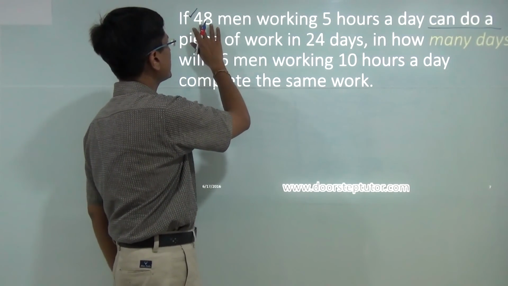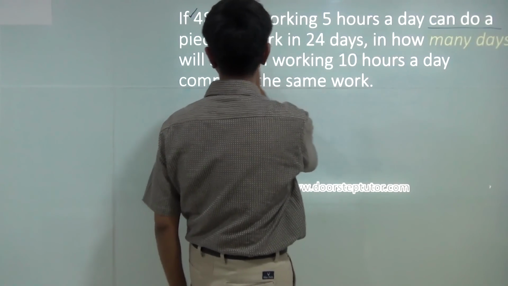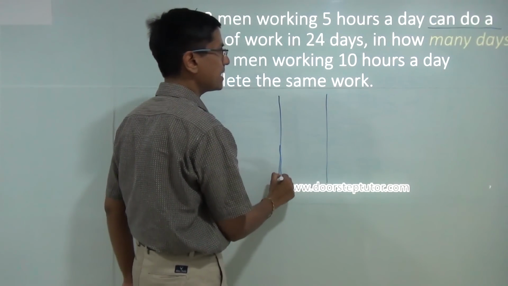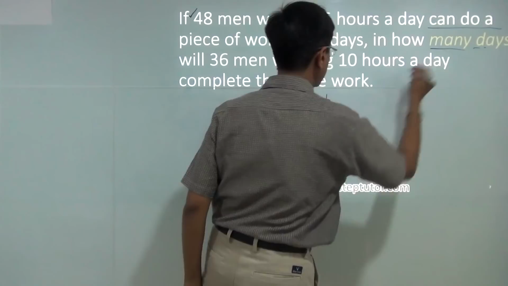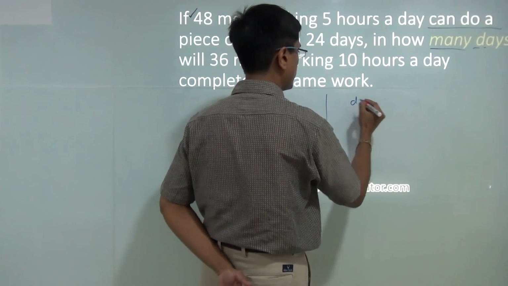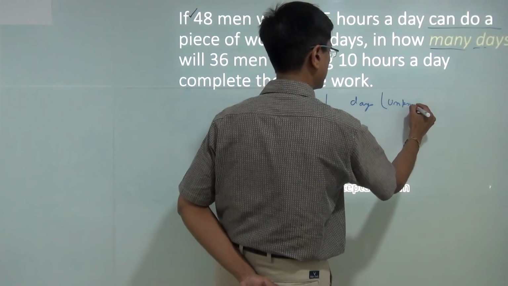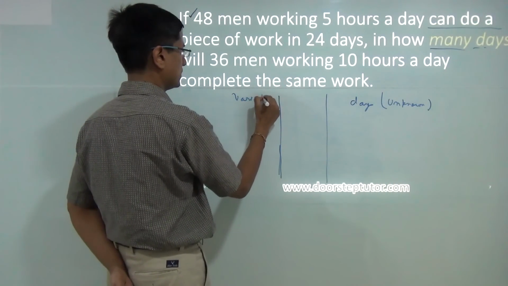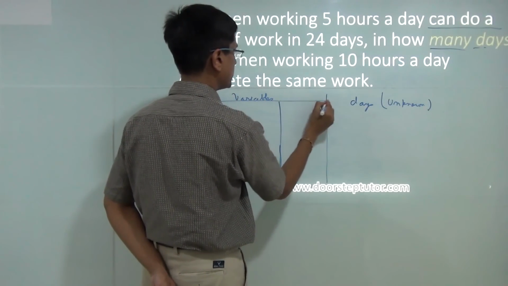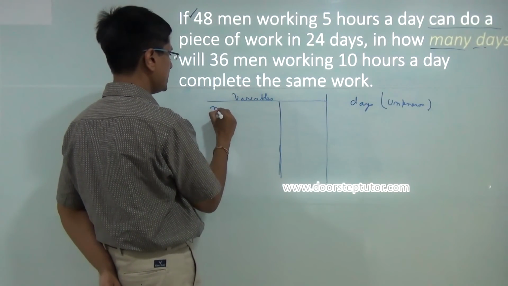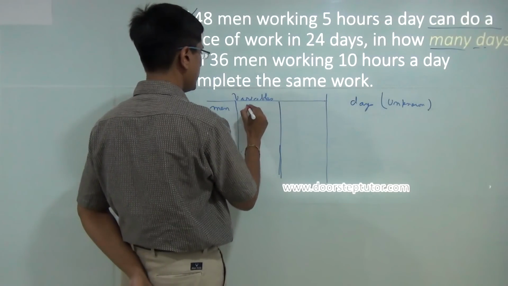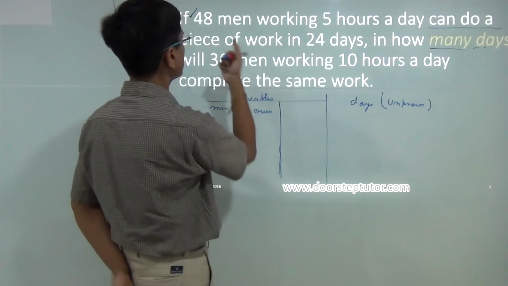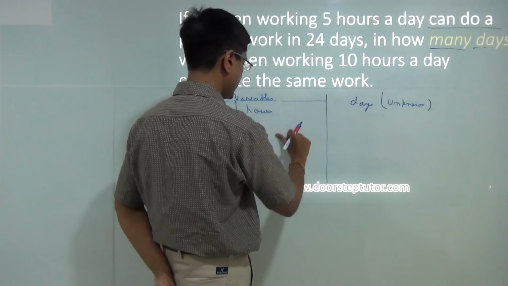So again, in this example, we have 48 men working 5 hours a day and doing the work in 24 days. So the first thing I do is find out what my unknown is. I have been asked the number of days. Days would come here. This is my unknown. What are all the variables? Let's write them down. 48, number of men, that is one variable. Hours, that is another variable. That's it. Men and hours, that is all I have.